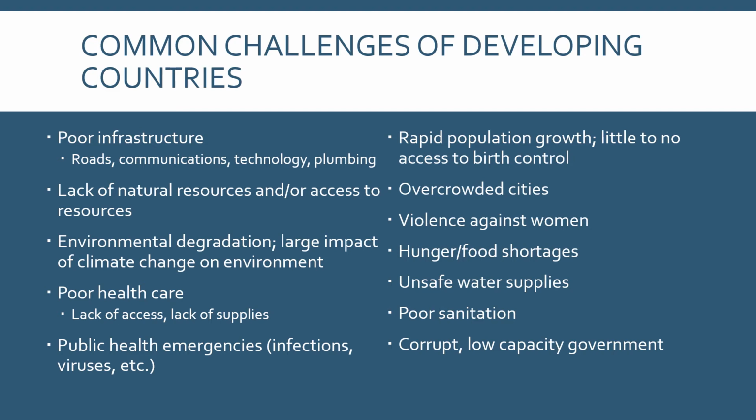Overcrowded cities. Often violence against women is a major problem in developing countries, inequality and violence, hunger and food shortages, or just unreliable food supply, unreliable water supply, often unsafe, poor sanitation, which can then lead to those public health emergencies, and then a corrupt or low capacity government.